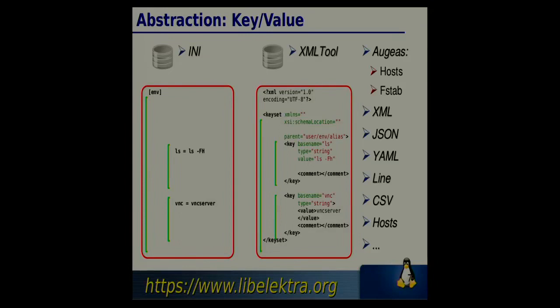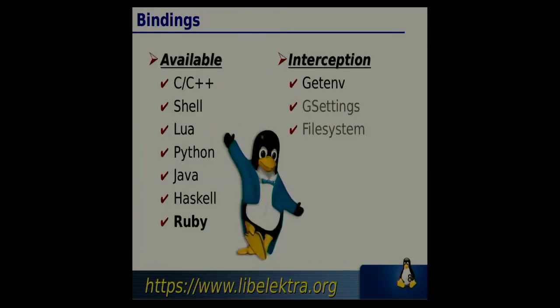And with this abstraction in place, you do not have to care about the concrete syntax which is in use. So here we have an example. The same configuration is expressed in INI and also a little bit more verbose in XML. And these are some different parsers which are available in Elektra today. There are also quite some bindings available. Especially relevant is the Ruby binding, which we will use later for our Puppet integration.